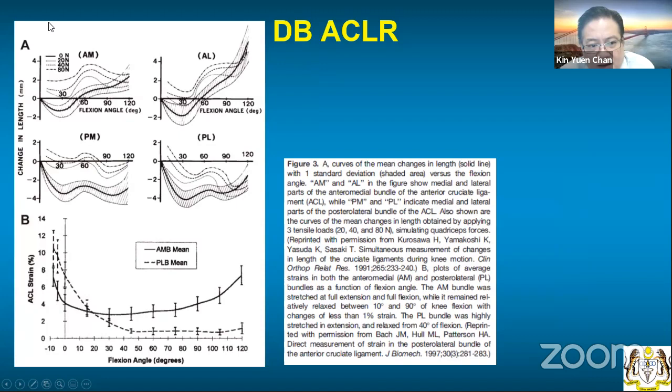And this graph here is a bit complicated, but just look at the bottom one. This graph shows that the ACL strain, the change in length, is also depicted by these two graphs, which confirms what we mentioned earlier about the force: the force of the AM bundle is pretty much constant throughout, tight at full extension, relatively flat, and then at maximal flexion it goes up again, while the PL actually changes, all right? From being very tight in full extension and not lax at all, to 120 degrees, when it becomes very lax and allows the tibia to rotate on the femur.